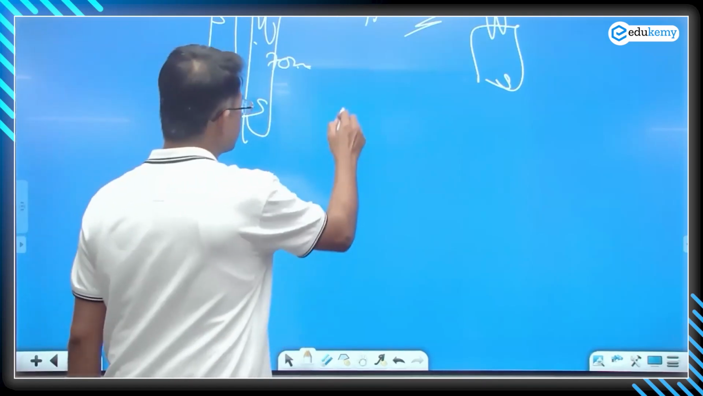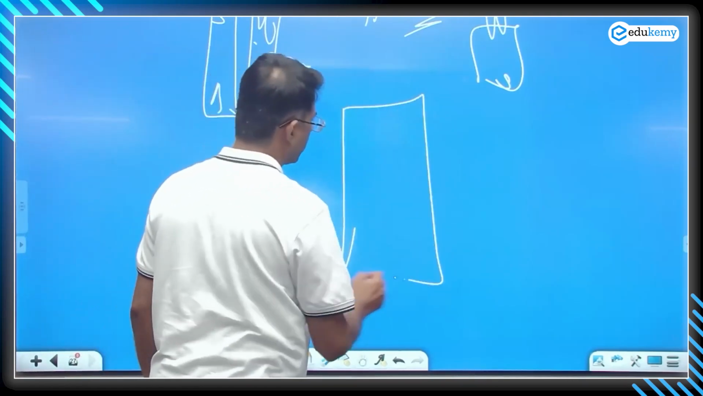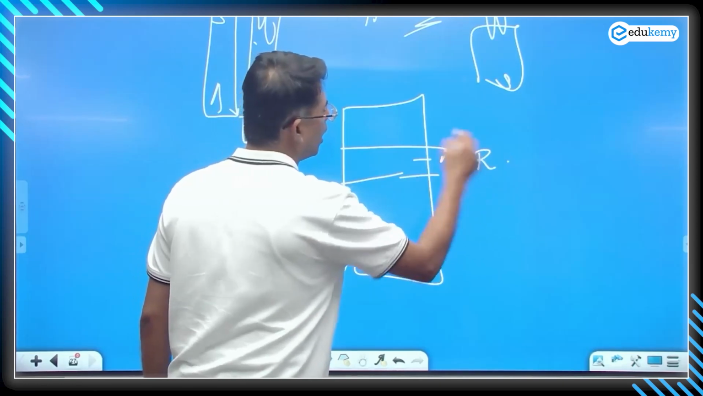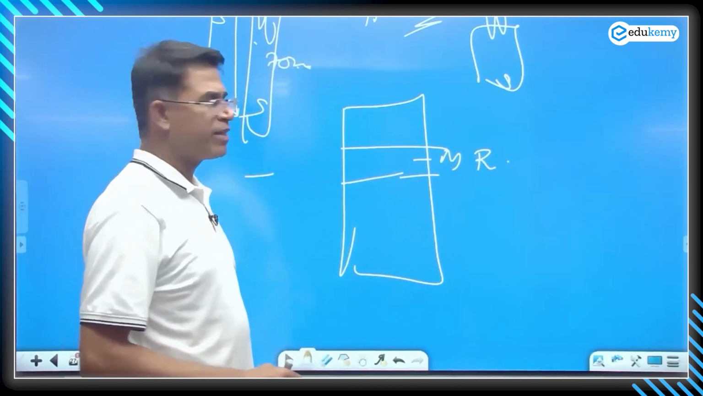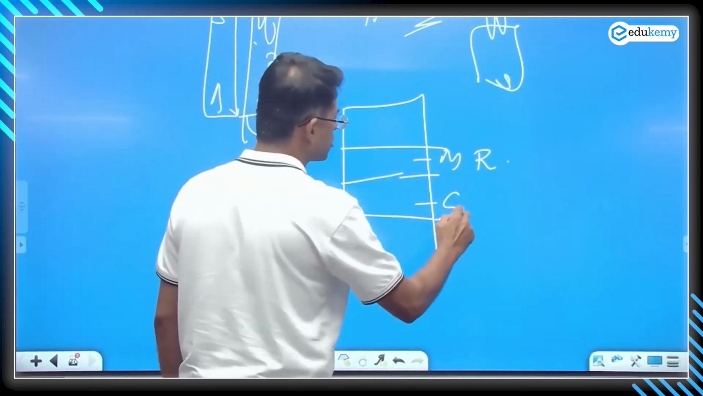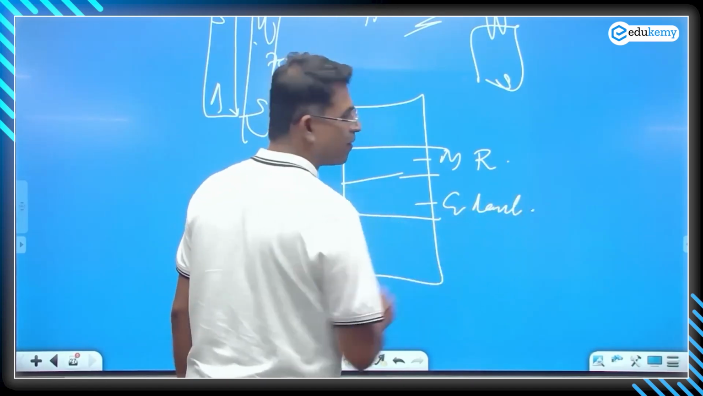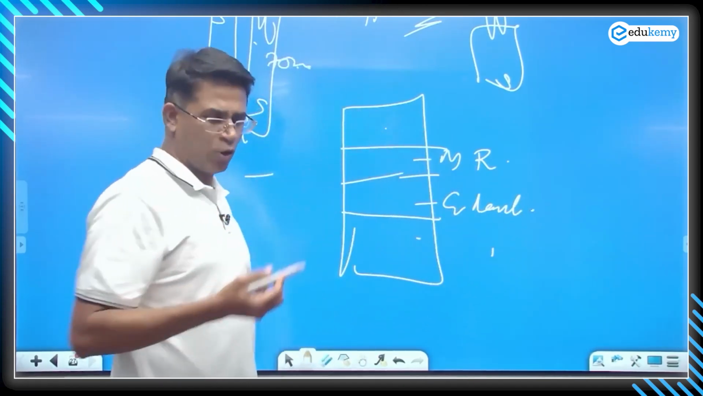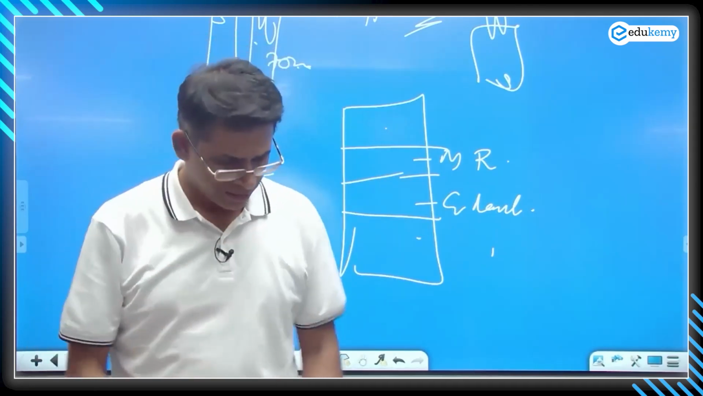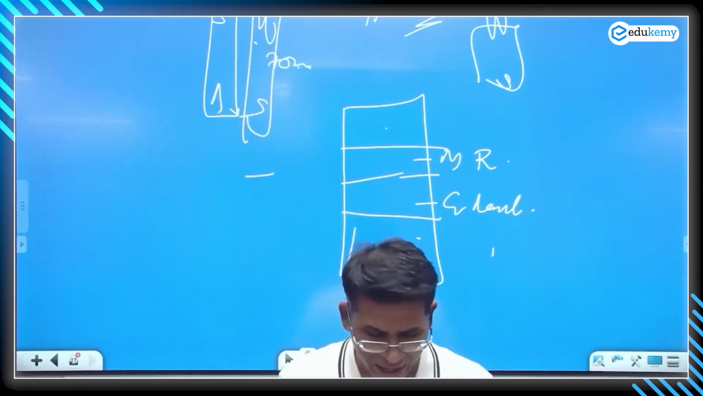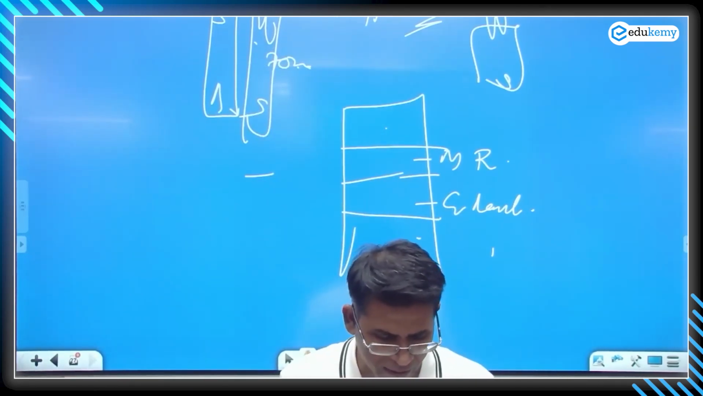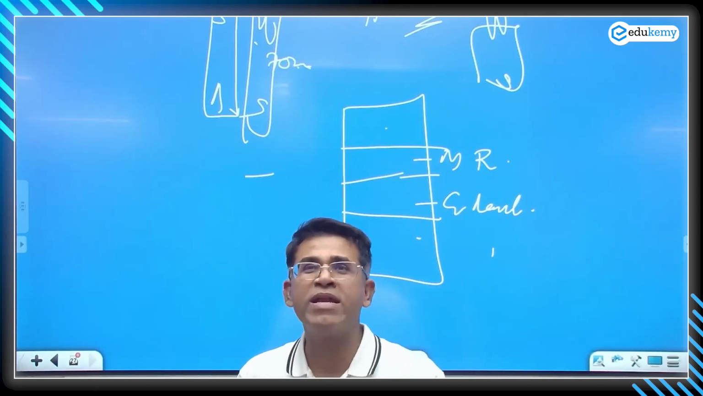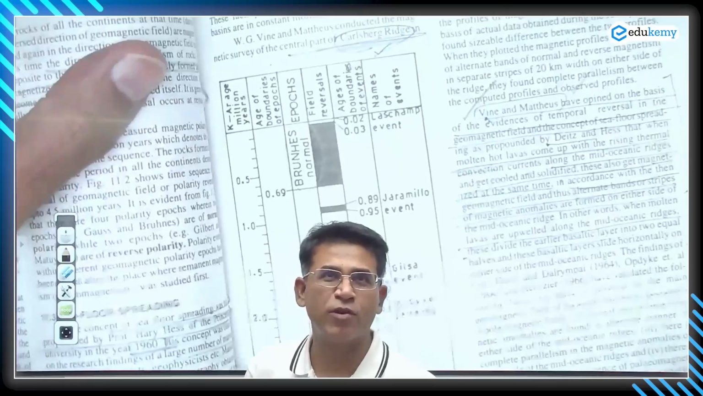So I hope you know the diagram. Okay, there is Matuyama, a reversal. Okay, there is Gauss, normal. There is Gilbert, reversal. Bruns, I hope you know that. You can refer to that. Wait, I'll give you the page number. Page number 191. This is what gets preserved.